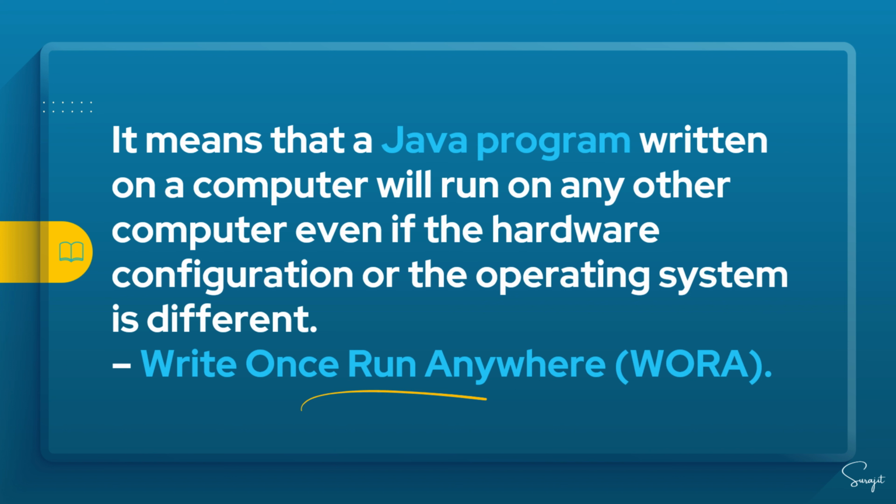Okay, next is, Java programming language is a machine-independent language. It means that a Java program written on a computer will run on any other computer, even if the hardware configuration or the operating system is different.